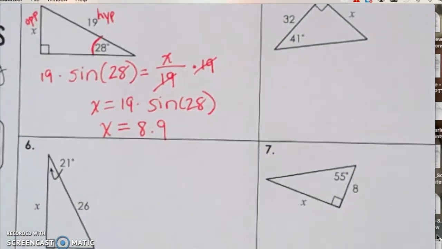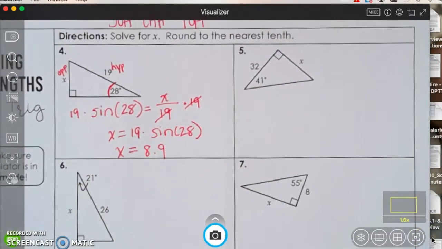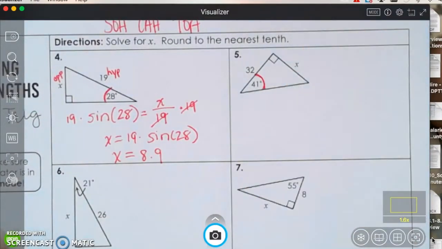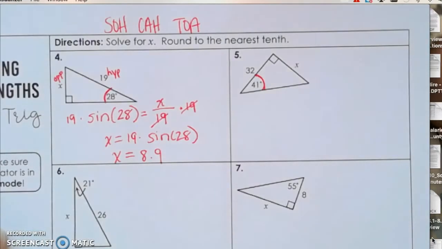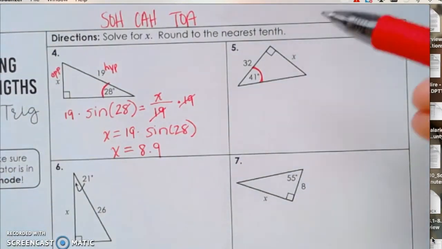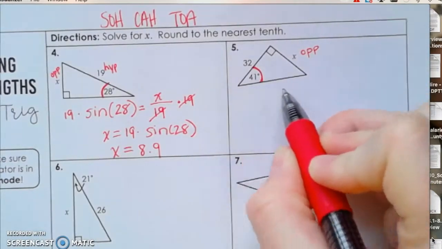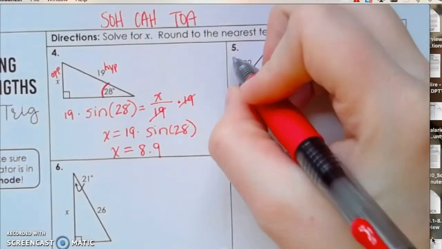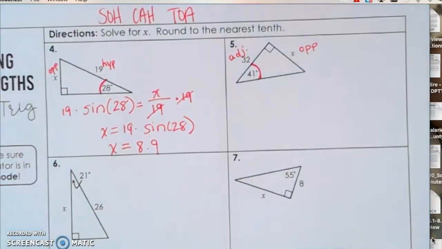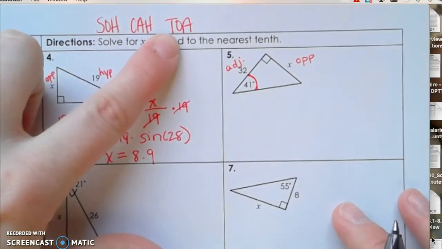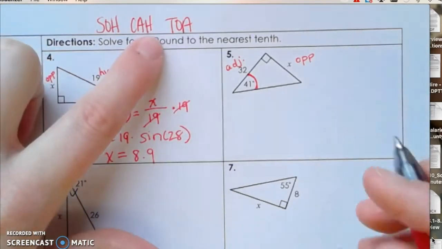All right, let's try another one. So here I'm given this angle measurement for number 5. I'm going to go through. I have an opposite. This is my hypotenuse because I see it's across from the right angle, so I will consider this one to be my adjacent side. So which trig function uses opposite and adjacent? It looks to be tangent, O and A for opposite and adjacent.